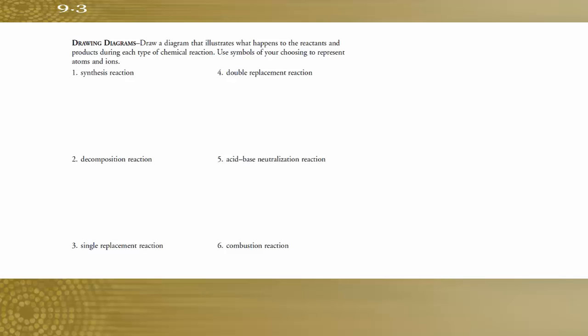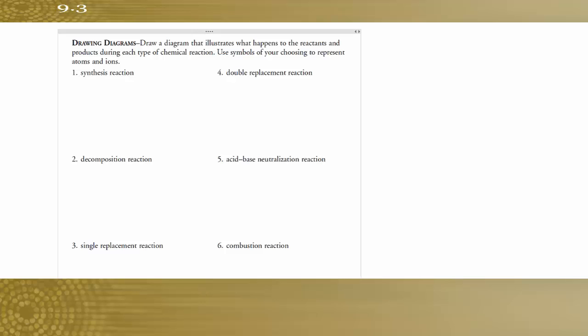And then you get to draw something. So draw a diagram that illustrates what happens to the reactants and products during each type of chemical reaction. Use symbols of your choosing to represent atoms and ions. So you already have used words to process this information. Now your brain is going to be forced to actually use some sort of symbols to somehow convey just what a synthesis reaction is. I am not an artist, so guess what I'm going to do?